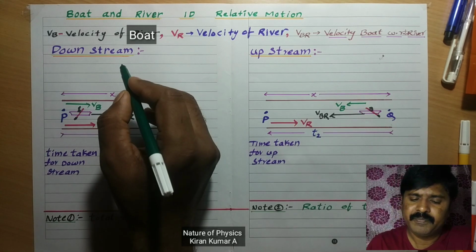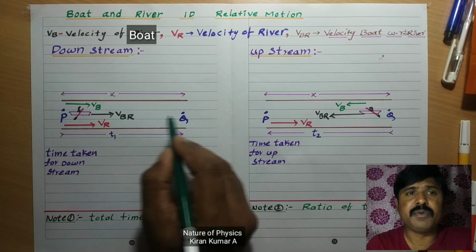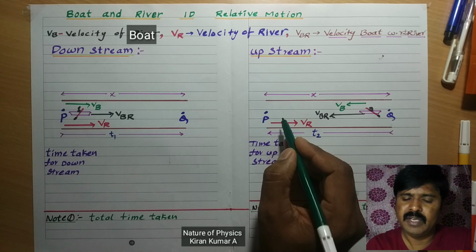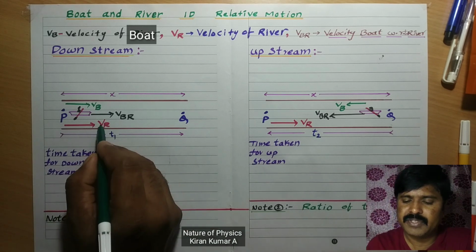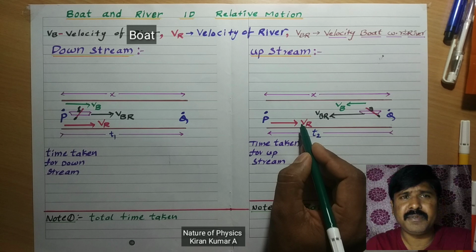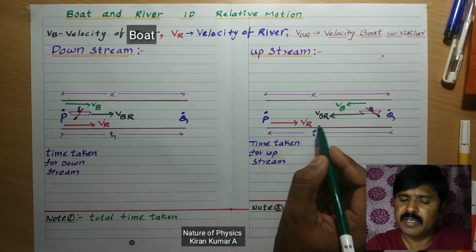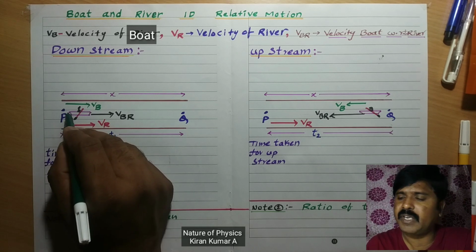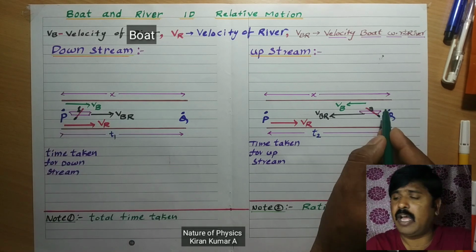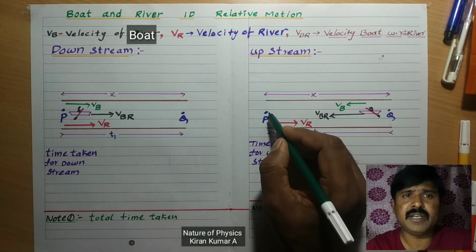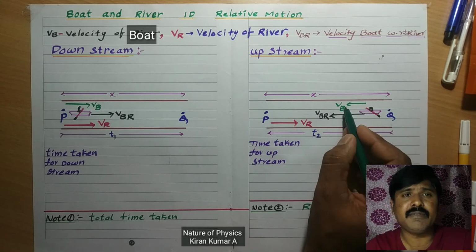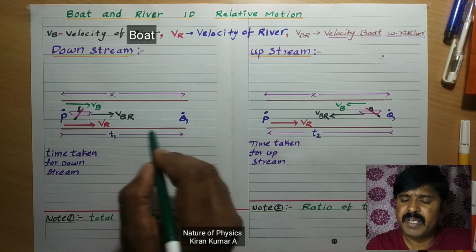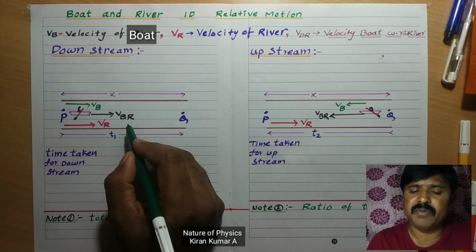For the downstream case, the boat is moving from point P to point Q. In the upstream case, the boat is moving from Q to P. Vr, the velocity of river, is in the same direction in both conditions. Vb is the velocity of the boat, moving from left to right in the first condition, but from right to left, Q to P, in the upstream condition. Vbr is the velocity of the boat with respect to river.